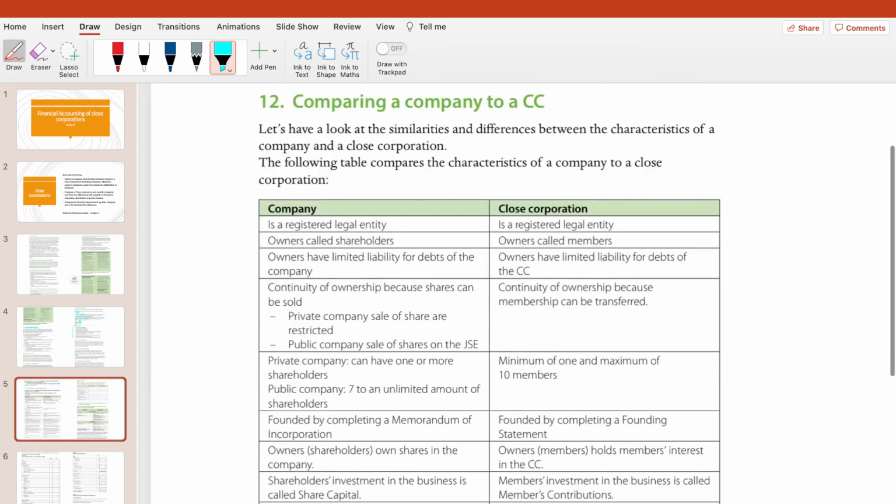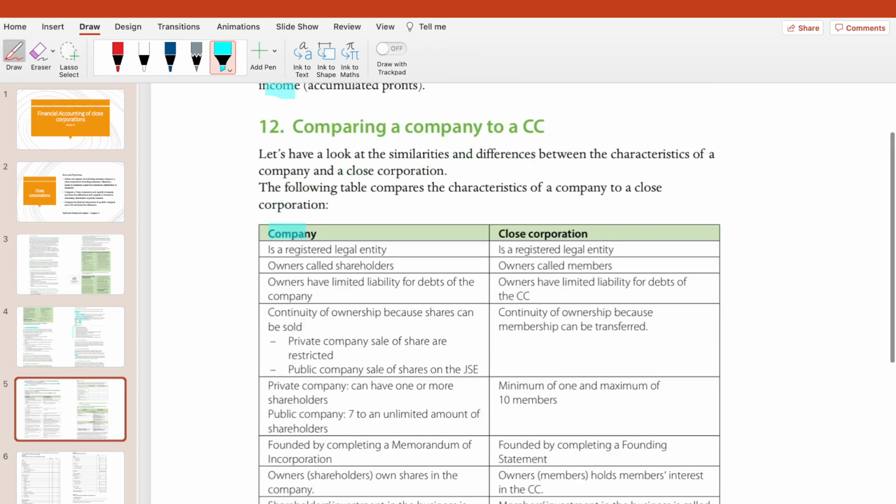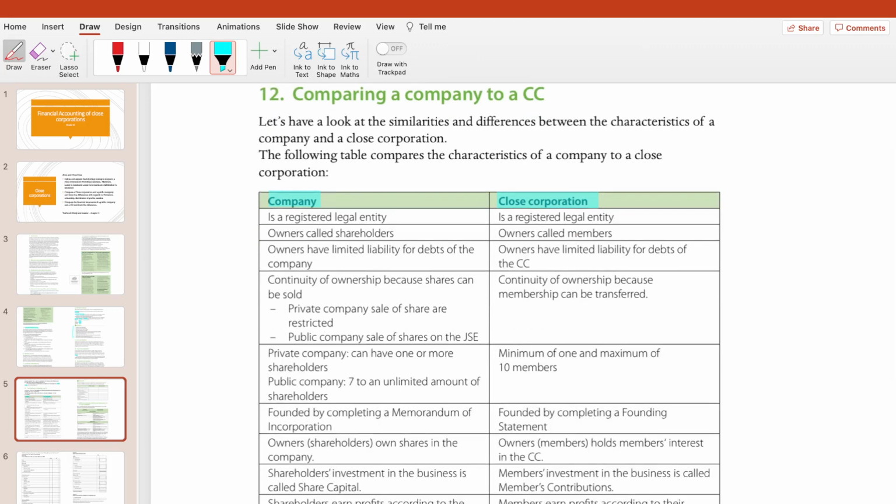Comparing then the CC with a company, we can see here are the differences. A CC is a registered legal entity, and also a company is a registered legal entity. In a company, the owners are called shareholders, and in a closed corporation, the owners are called members. In a company, owners have limited liability for debts of the company, and in a closed corporation, owners have limited liability for the debts of the CC. So those are similarities there.